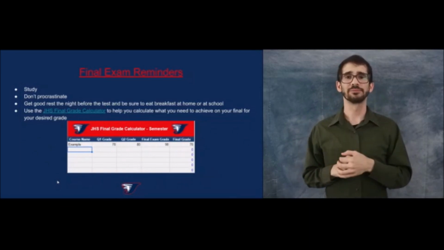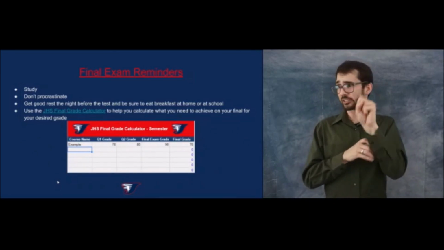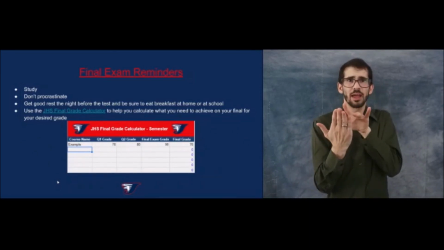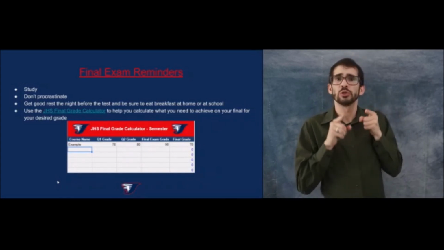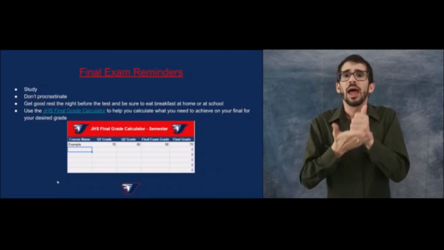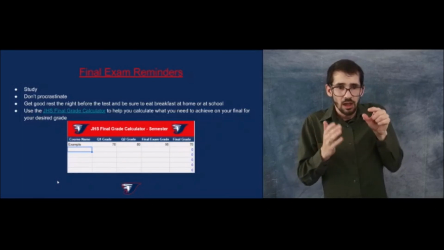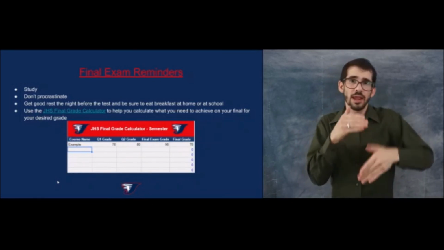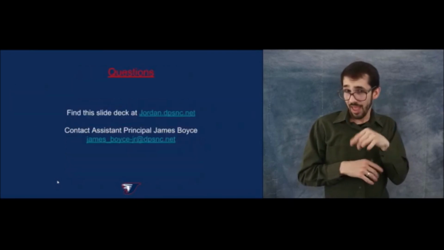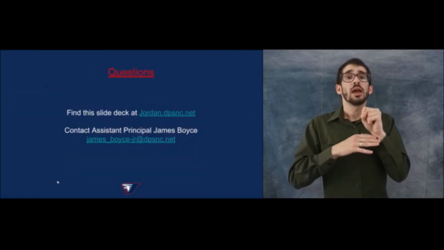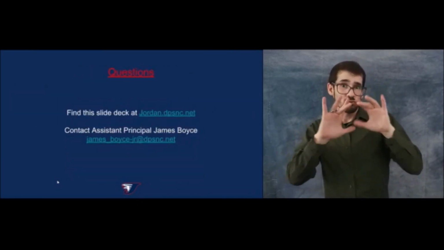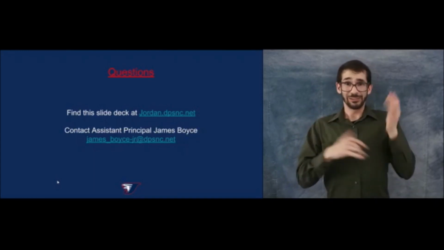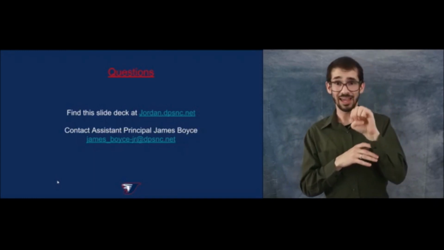Finally, utilize the JHS Final Grade Calculator that was shared in a source session earlier this year to help you calculate what you need to achieve on your final exam for your desired grade. This can be found in the JHS Virtual Advisory Classroom. Finally, you can find this slide deck with the hyperlinks included on the Jordan website on the testing information page.